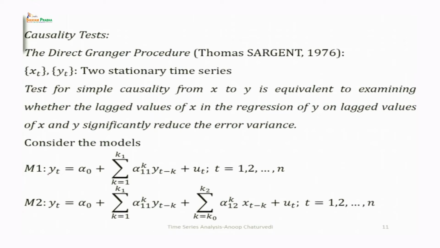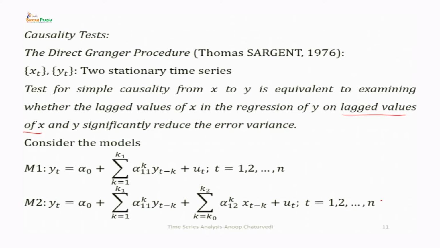So, this model 1 does not involve the lagged values of x, whereas the second model involves the lagged values of x. Both the models involve the lagged values of y, but the first model does not involve lagged values of x, whereas the second model involves lagged values of x. So, according to the first model, x does not Granger cause y, and according to the second model, x Granger causes y.